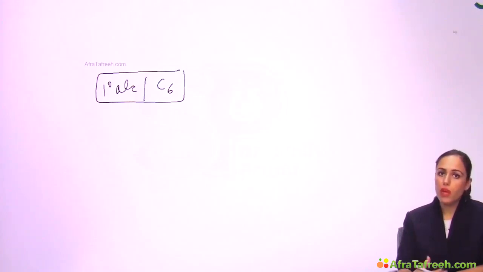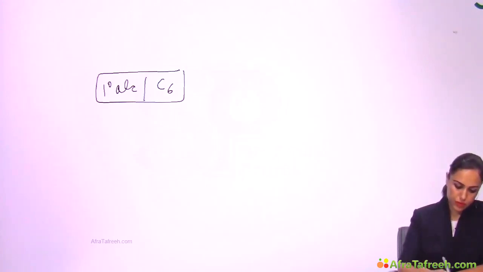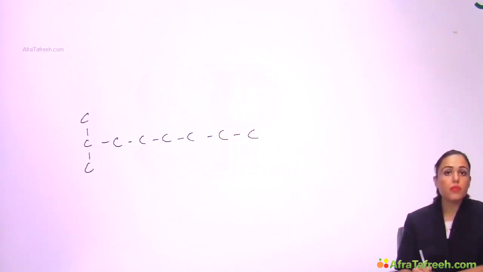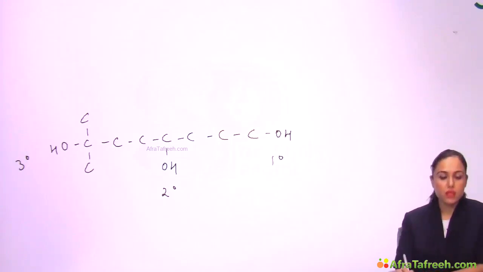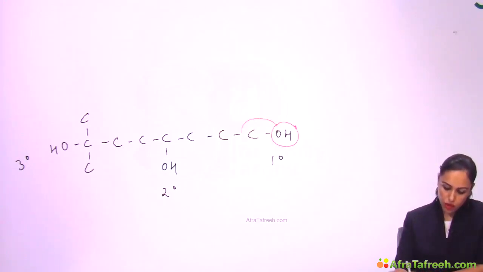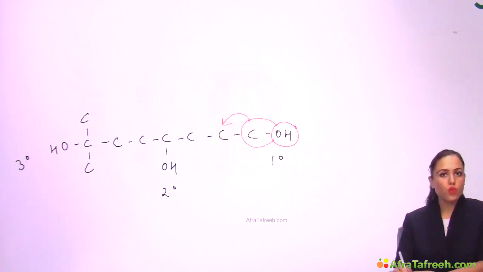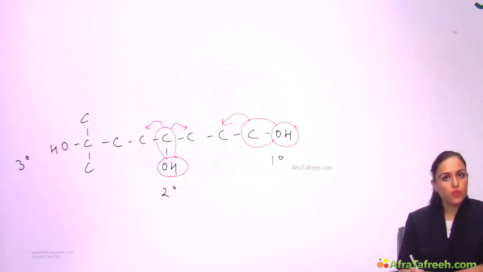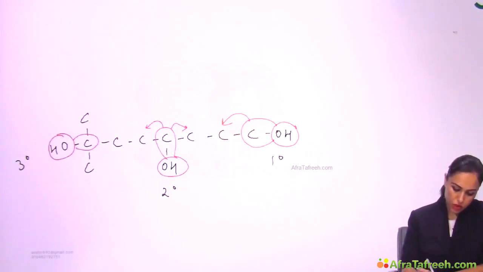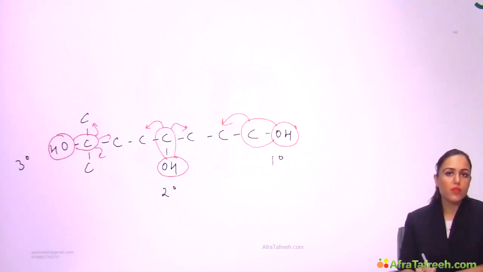But let's see which is primary, secondary and tertiary alcohol. Let's say I have this carbon skeleton. If OH is present here, it is primary. If OH is present here, it is secondary. And OH present here is tertiary. What do you mean by this? See, this OH is attached to a carbon which is further attached to one carbon, so primary. This OH is attached to a carbon which is further attached to 2 carbons, so secondary. This OH is attached to a carbon which is further attached to 3 carbons, so it is tertiary.